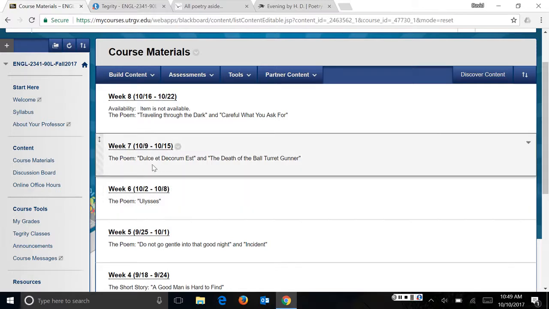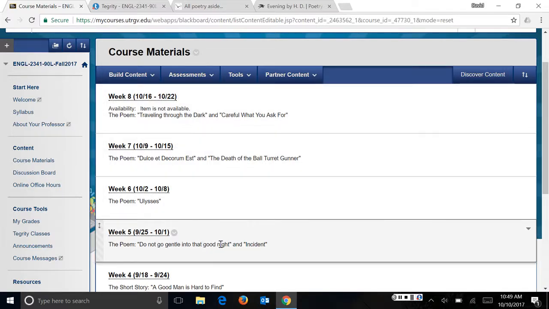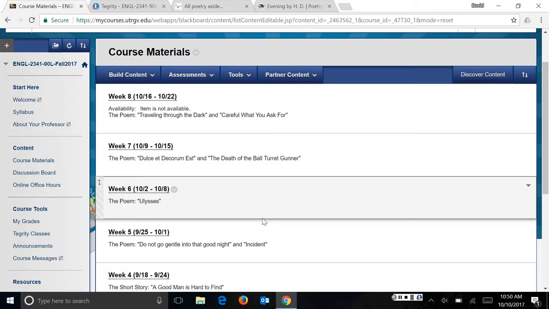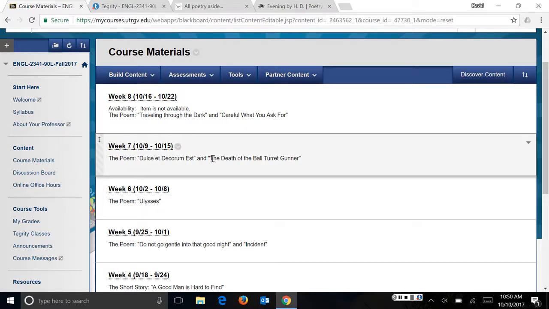But we're going to find that starting this week, in week 7, and going on to week 8, a lot of that form is going to go away because of the poetic and poetry movements that are happening at the same time. Ulysses, Do Not Go Gentle Into That Good Night, and Incident were all written somewhere between the Romantic, Victorian, and modern period. Dulce et Decorum Est and The Death of the Ball Turret Gunner were both written in very much modern and postmodern periods, and same thing with these.